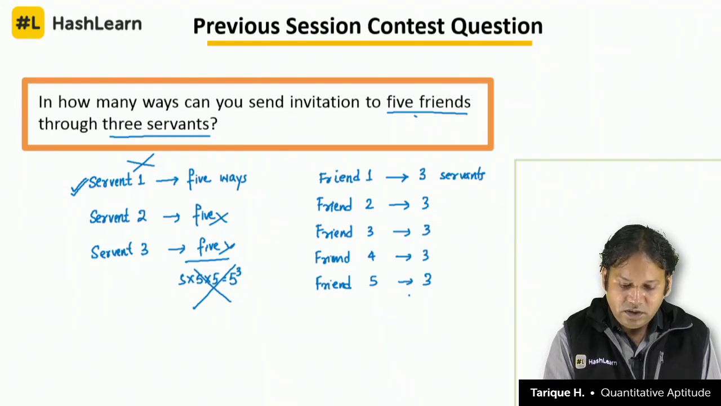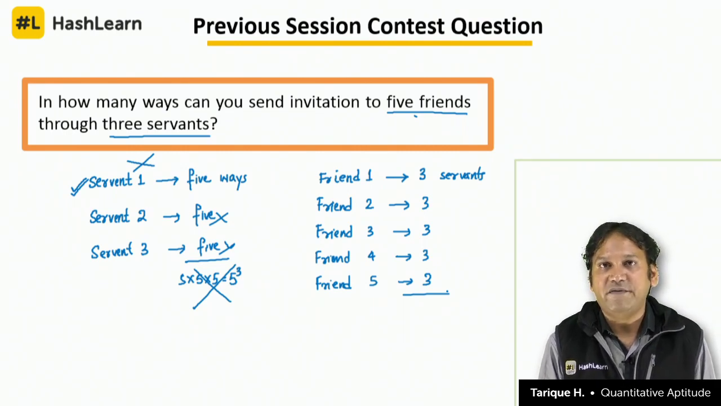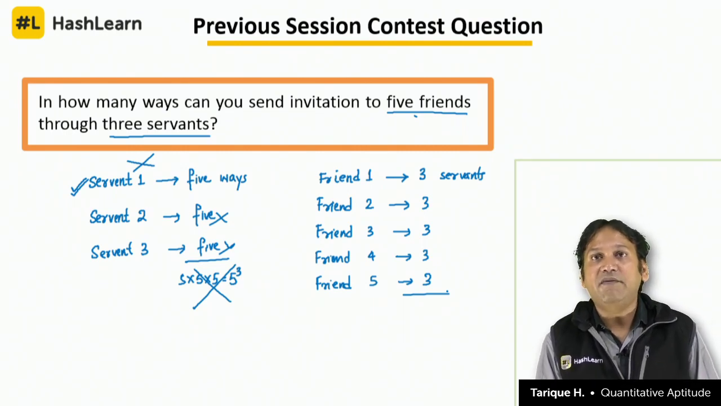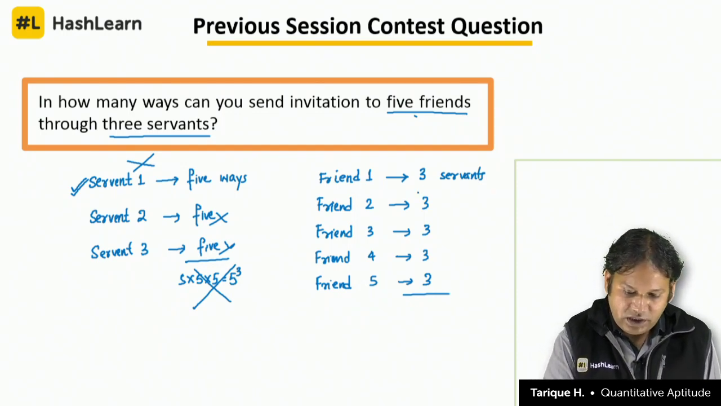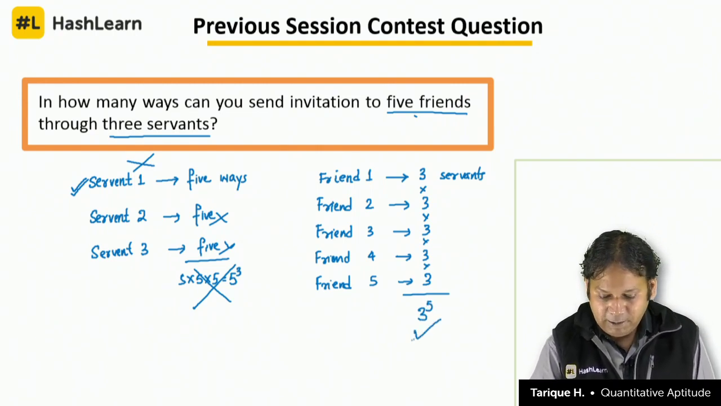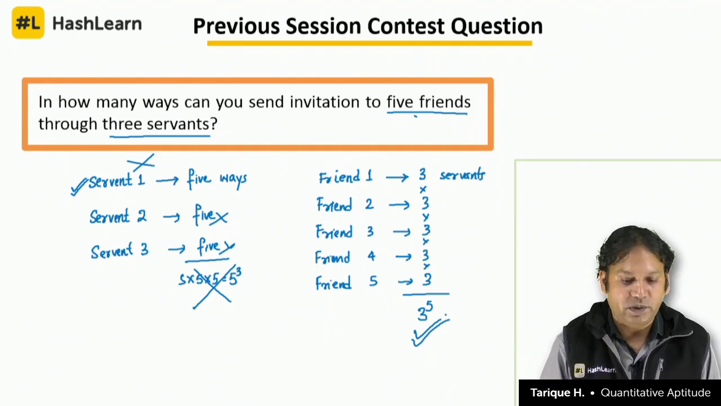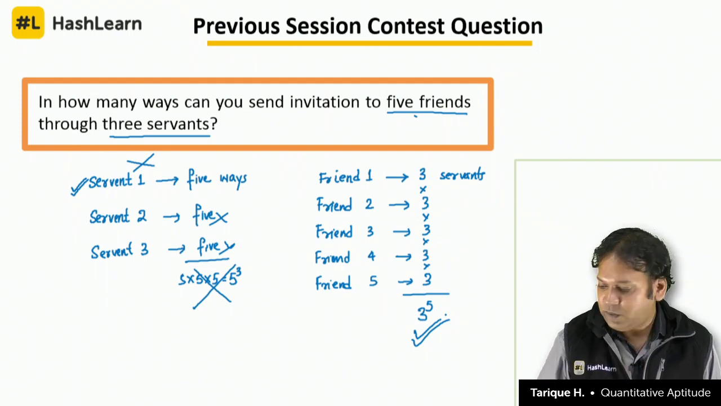Clear? So that means all servants cannot go to the same friend. All servants cannot go to the same friend, but all friends can get invitation from the same servant. Okay. So 3 into 3 into 3 into 3 into 3, that's 3 power 5. Always people get confused with respect to 5 power 3 or 3 power 5. Please understand, the answer is 3 power 5. So this interesting question, you can say it's a permutation question.